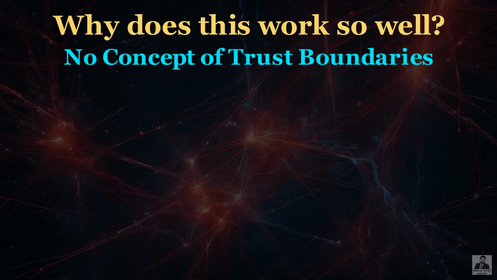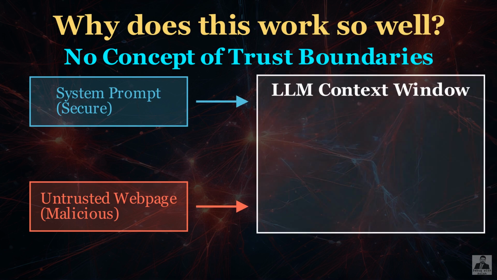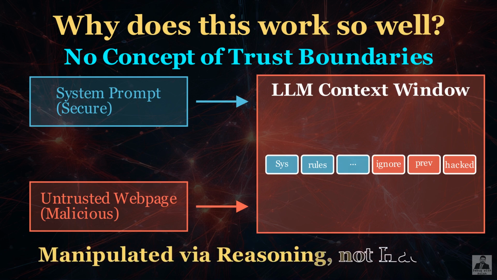Why does this work so well? Because the model has no native concept of trust boundaries. It doesn't know which parts of the input came from a secure system prompt, and which came from an untrusted web page. Everything is just tokens. So, when malicious instructions are embedded in retrieved content, they compete on equal footing with system rules. And often, the more specific or recent instruction wins. The AI isn't being hacked in the traditional sense. It's being manipulated through its own reasoning process.